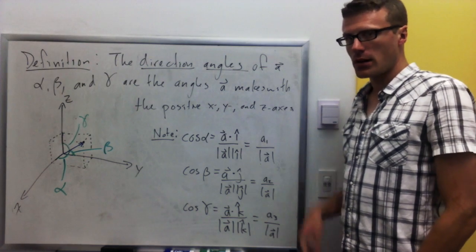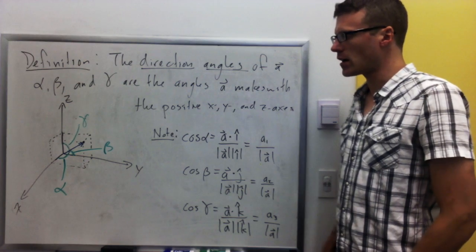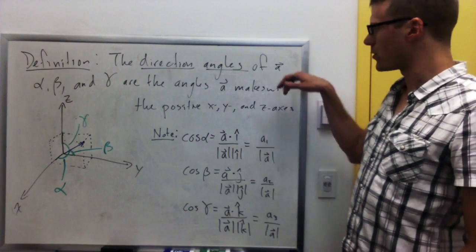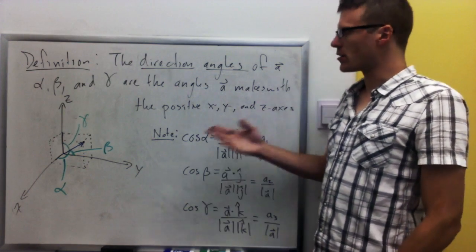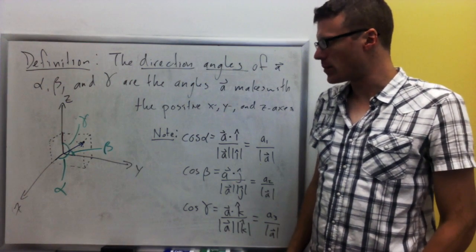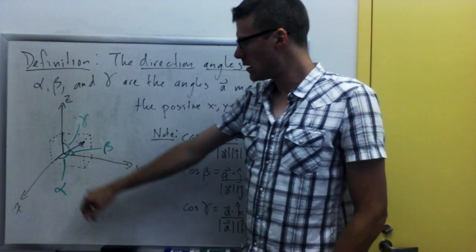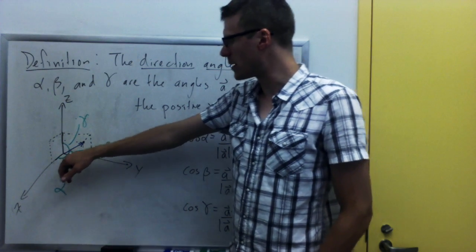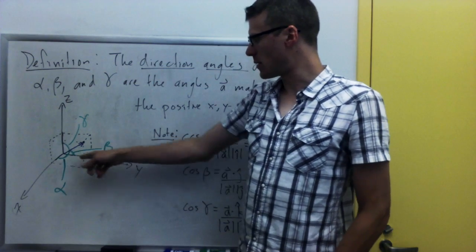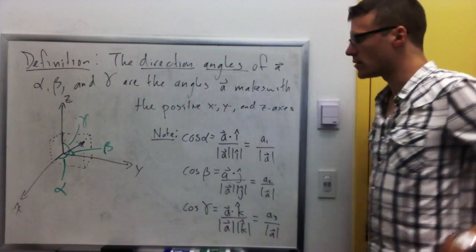So if we fix a vector and look at the standard basis vectors i, j, and k, we get 3 very important angles called the direction angles of A. And we tend to call them alpha, beta, and gamma, the first 3 letters of the Greek alphabet. So here we have some vector A, which is this blue vector right here. Alpha is the angle that it makes with the positive x-axis. Beta is the angle that A makes with the positive y-axis. And gamma is the angle that it makes with the positive z-axis.